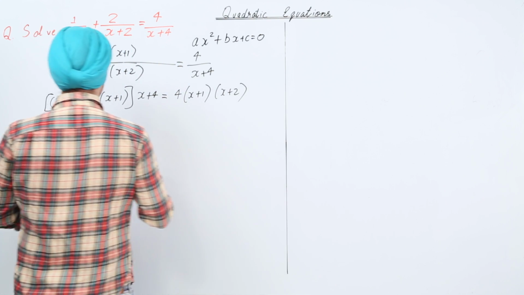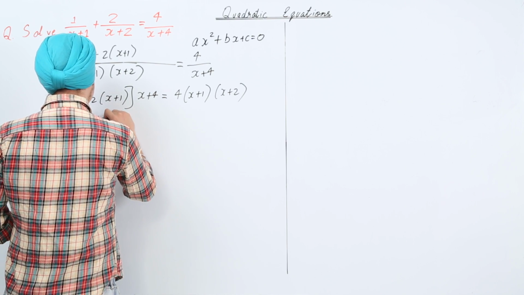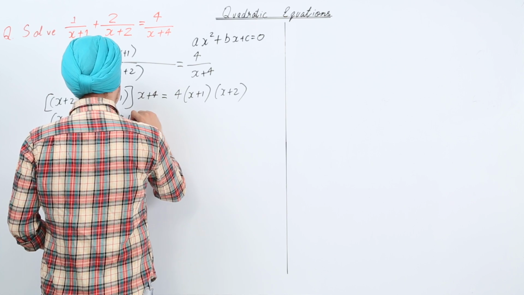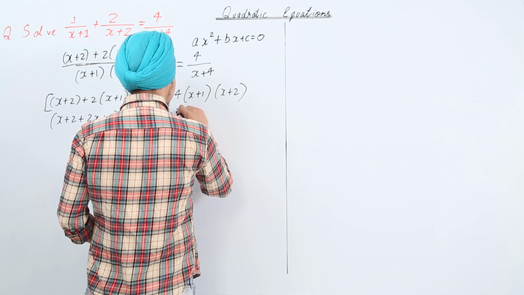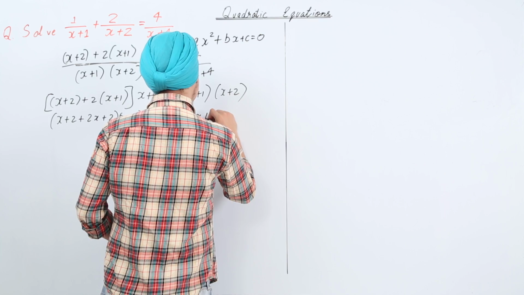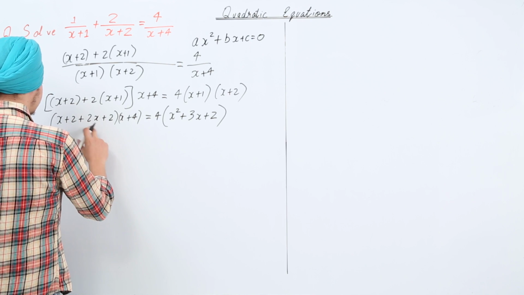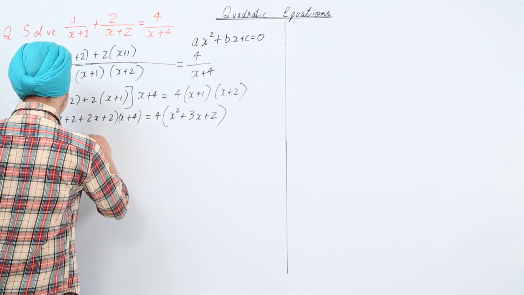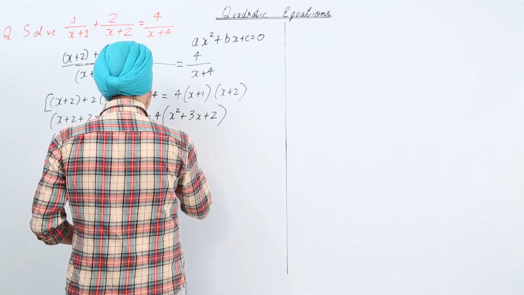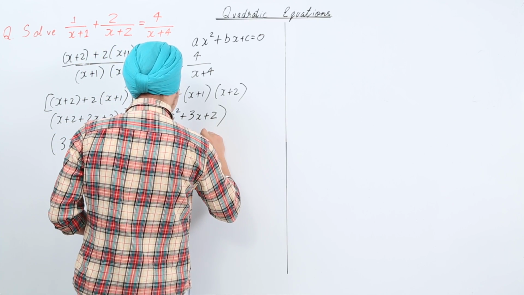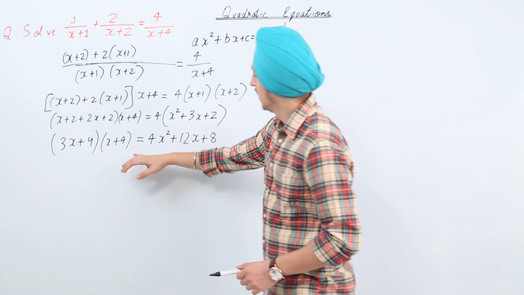Now we will just solve this equation. We will get x plus 2 plus 2x plus 2, into x plus 4, equal to 4 into x square plus 3x plus 2. Okay, now this side what we get is 3x plus 4 into x plus 4 equal to 4x square plus 12x plus 8. Again a simplified form.